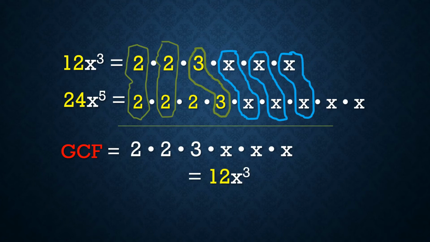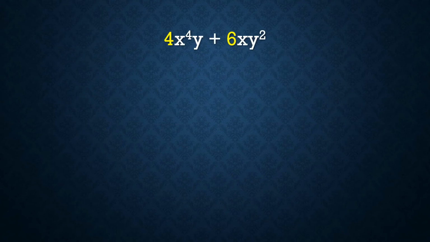I hope you can follow, and then finally, we are going to proceed to factoring out polynomials with common monomial factor. So we are going to apply what we have learned from this concept. Let's try 4x raised to 4th power y plus 6x y squared. Actually, it has two terms.